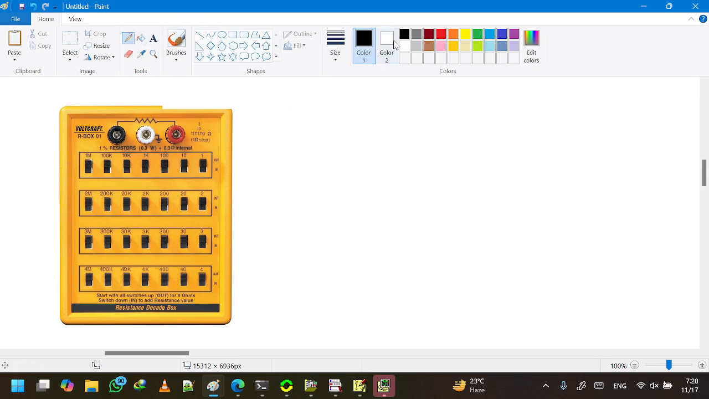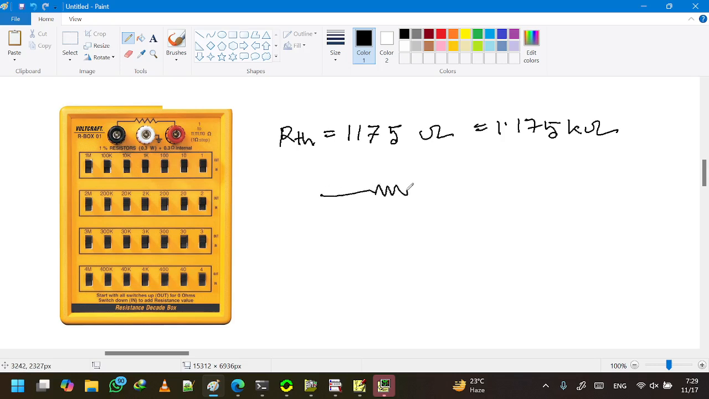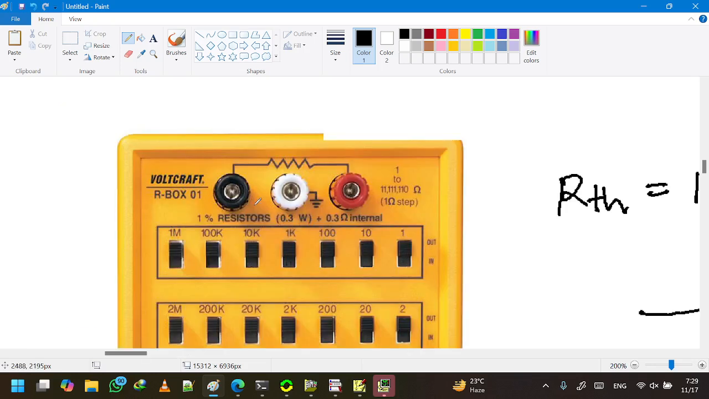This resistance box can be used to make any value of resistance. So if you remember, our RTH that we are supposed to make for this one was 1175 ohm, or we can write it as 1.175 kilo ohm. So how can we make this kind of circuit? We actually need a resistor of 1175 ohm, and we can call this resistor RTH. But it's not easy to find this very specific value of resistor. So for this we use this decade resistance box.